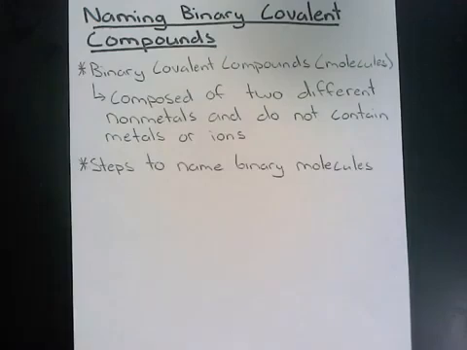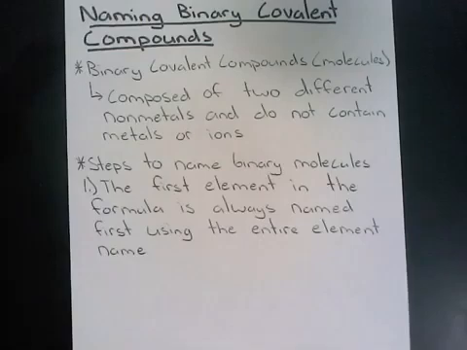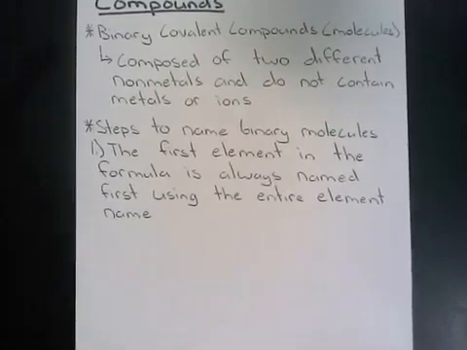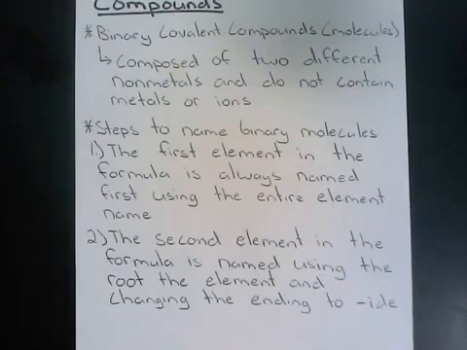And so the first step is to name the first element in the formula, and we do this by just looking at the name of the element on the periodic table, using that name, and we write the entire name of that element down. So again, all you've got to do is look at what element that is, and write the name of that particular element down. The second thing that we do is name the second element in our compound. And so the second element in the formula is just named using the root of the element name, and then you change the ending to IDE. So remember, each element we're going to take a little bit different amount off and add that IDE ending, but the second element in a covalent compound is definitely always going to have that IDE ending.